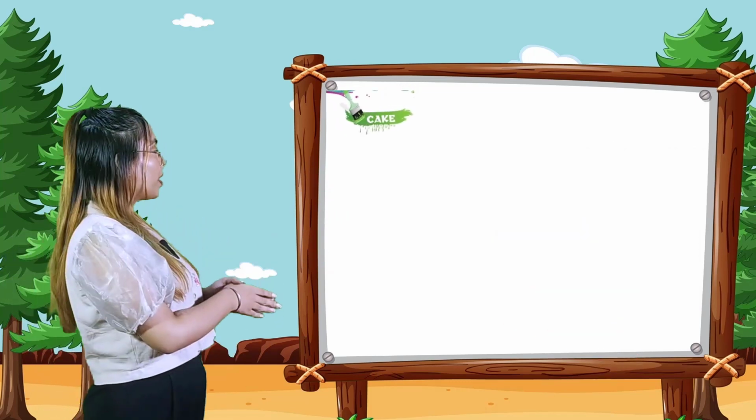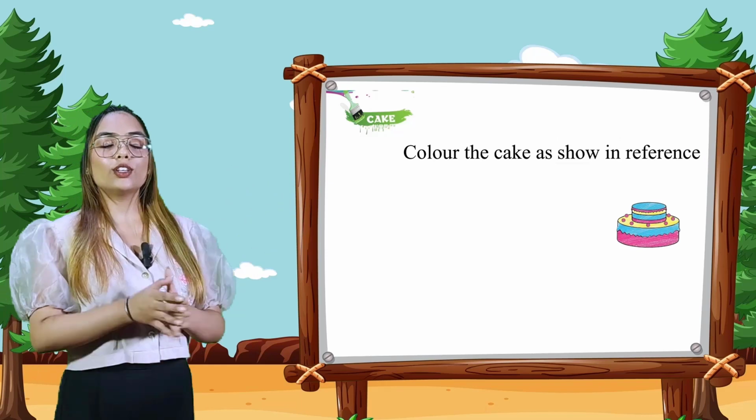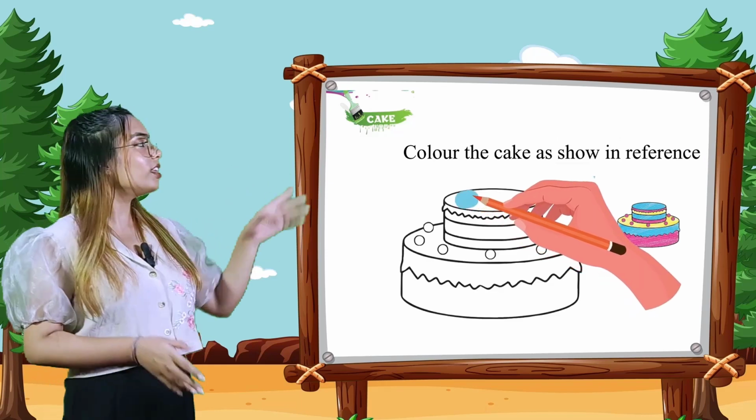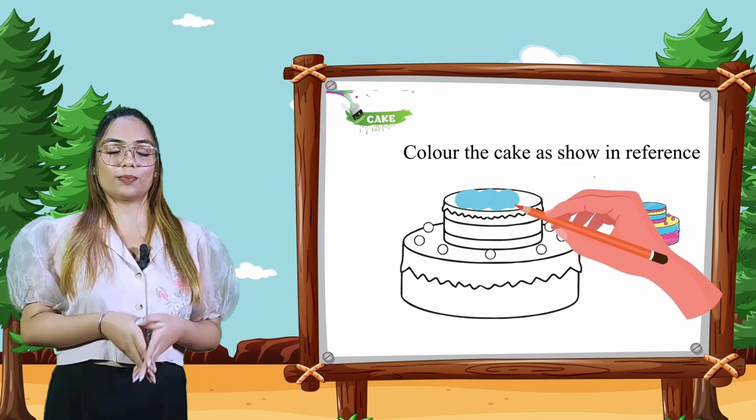Moving on to the next picture, over here we have an outline of a cake. You have to color this outline as shown in the reference over there. So let's start coloring this cake for someone's birthday.